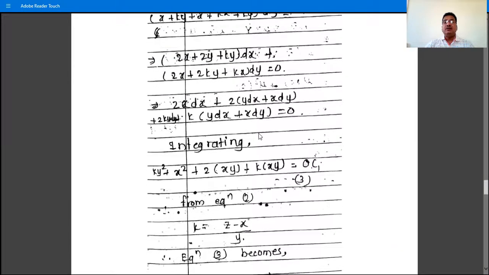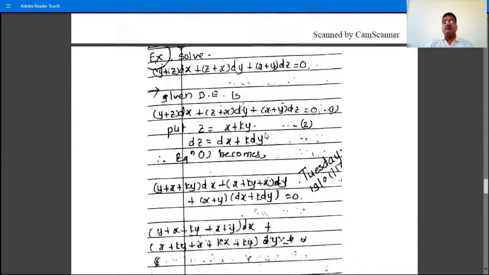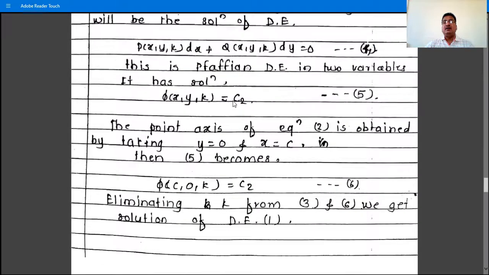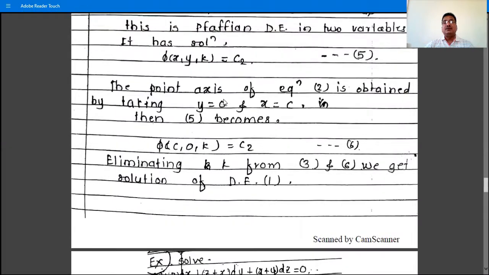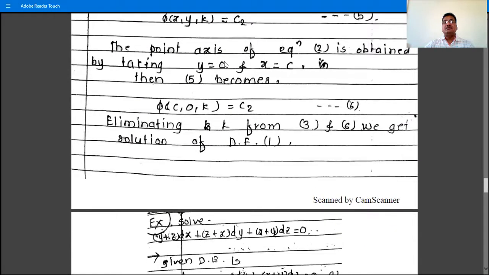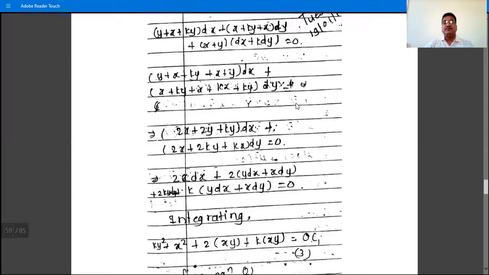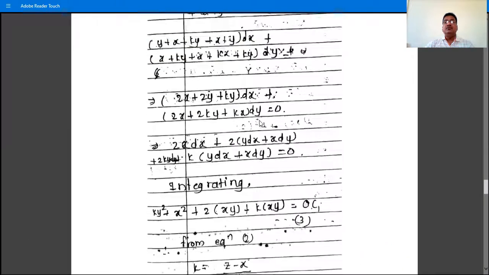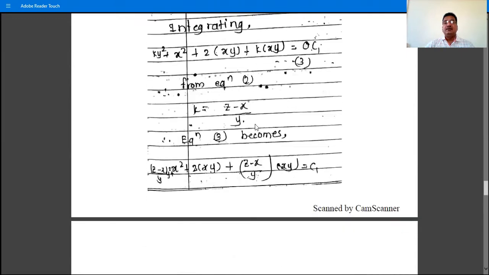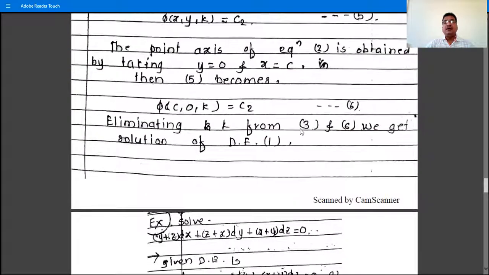Then from equation 2, we have to eliminate k. This is equation 5, the solution of equation number 4. Substitute y as 0 and take x as constant. From equation number 2, k is z minus x by y. So from equation number 3, substitute k as z minus x by y. We have to eliminate k from 3 and 6.